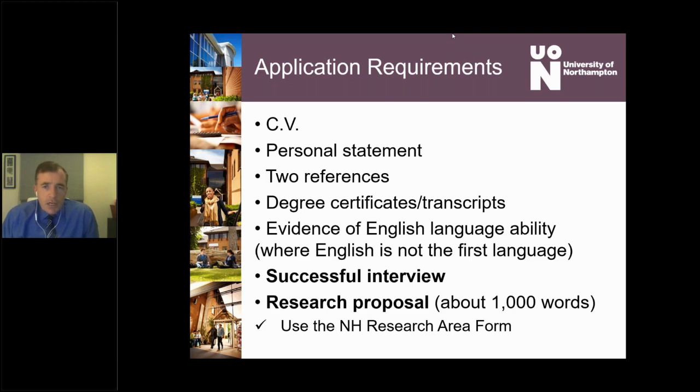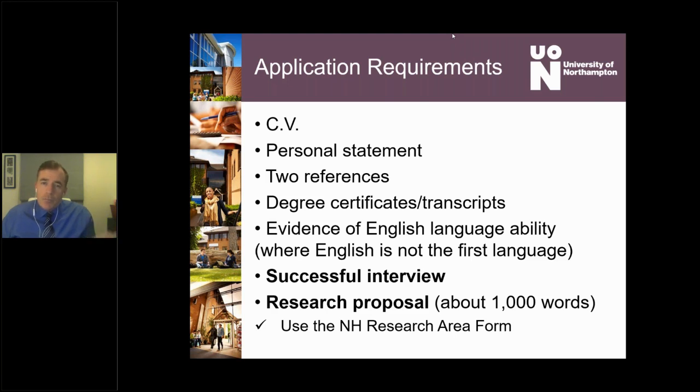If your master's was in English, then generally that will be fine. Just 2 other things that it's important not to underestimate. Once you put in your application documents, and I'll talk about the bottom one first, you'll also put a proposal together. This is only about 1,000 words, but it's very important to put some thought into this, because that's going to form the basis of your interview.